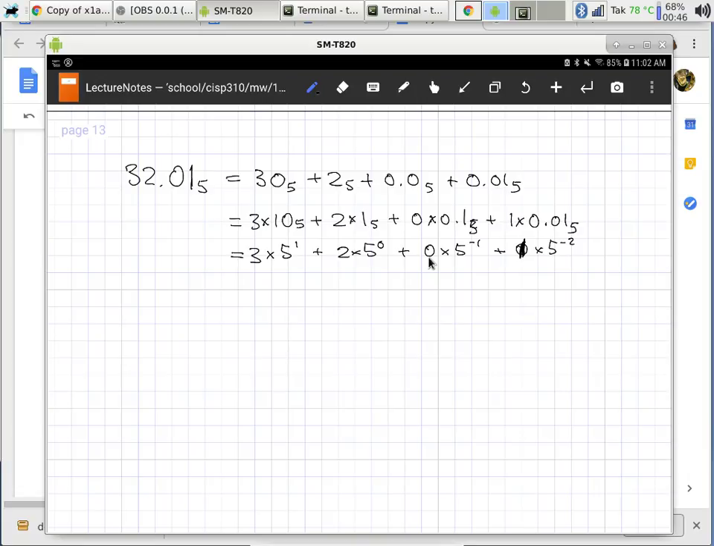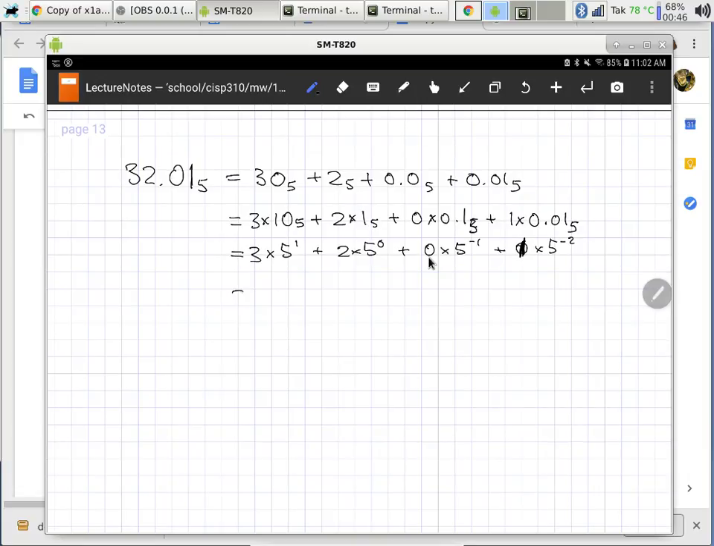So now we just carry out the actual calculation. This is 3 times 5, which is 15. This is 2. This is 0. And this one is 1 over 25. So now it becomes 17 and 1/25. And you can just leave it as 17 and 1 over 25. That's perfectly okay. You don't have to use the decimal representation.